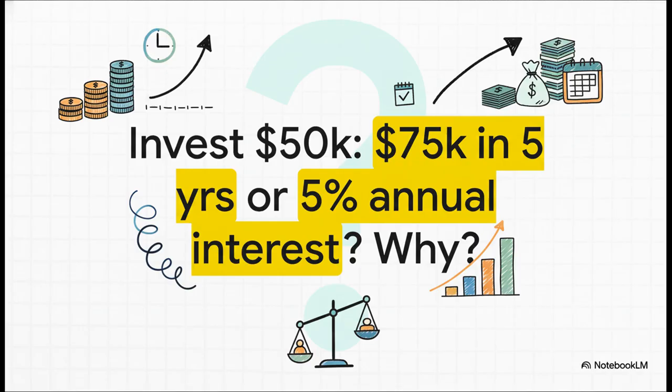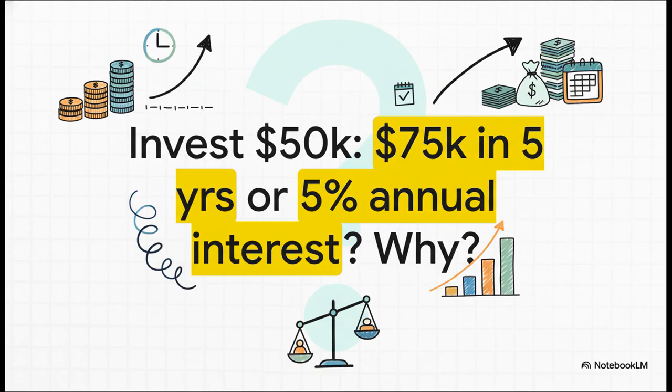So let's just dive right in with a scenario you'll definitely face out there in the real world. Take a look. You've got two choices for your $50,000. Option A is a new project. It promises you 75 grand in 5 years. You know, on the surface, that looks like a pretty sweet $25,000 profit. Then there's option B, a much safer, predictable savings account, giving you 5% a year.